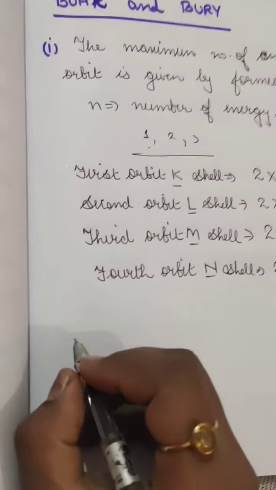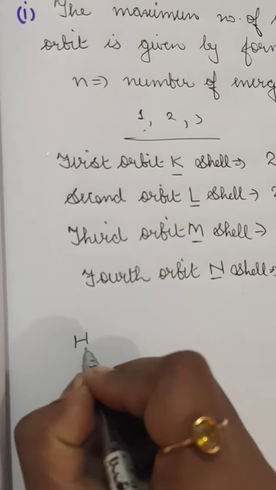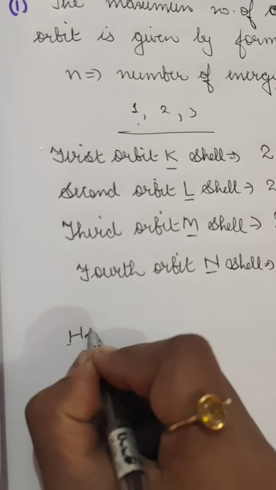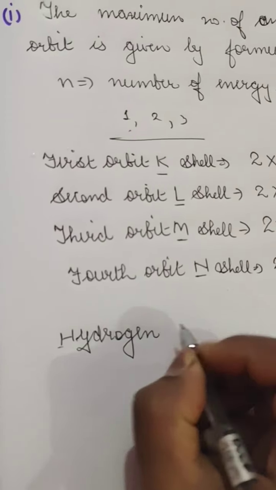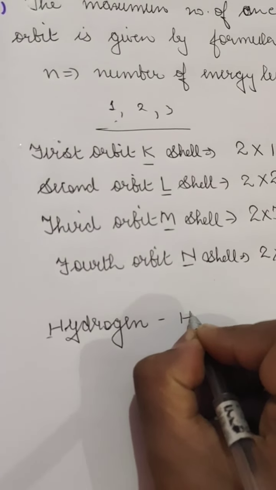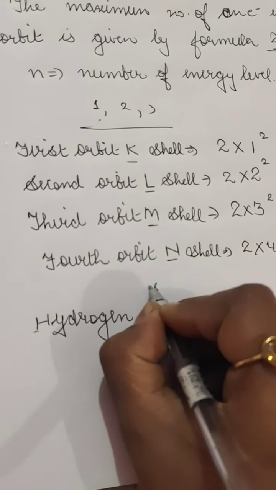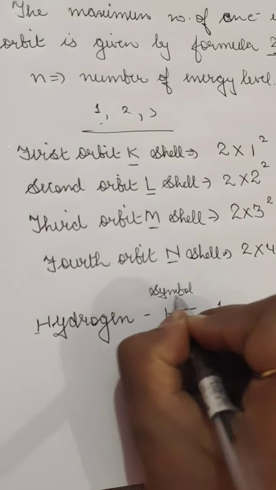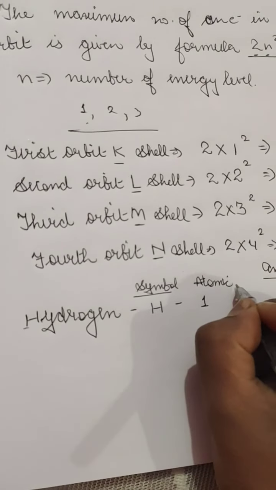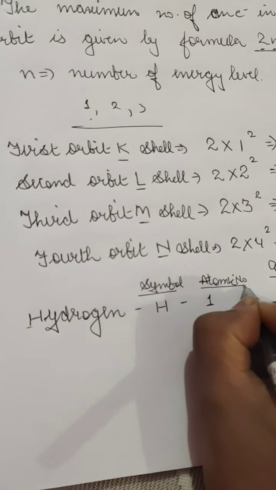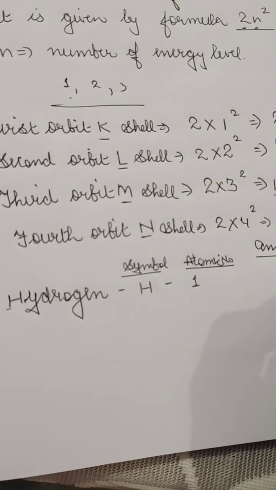For example, let us take hydrogen. Hydrogen is an element, and for this chapter you have to learn the element symbols. So hydrogen has the symbol H, and the atomic number of hydrogen is 1. Atomic number we have been discussing in the previous lectures, and the last lecture video also explained the atomic number and atomic mass. I hope you remember that.